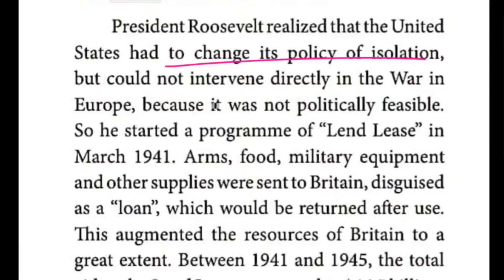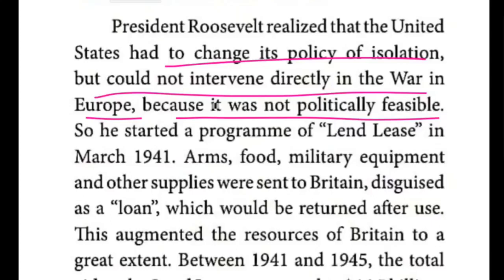Were they still following the policy of isolation? Who? The United States of America. So Roosevelt thought we have to stop the policy of isolation, but immediately I cannot join in the war. He could not intervene directly in the war in Europe because it was not politically feasible. What is meant by feasible? Convenient. It was not politically convenient.